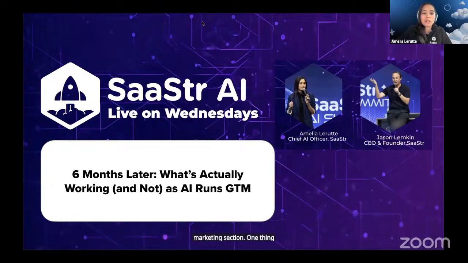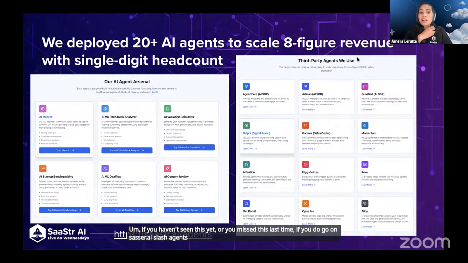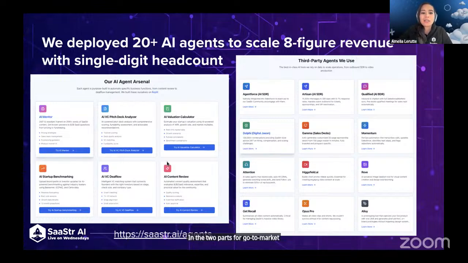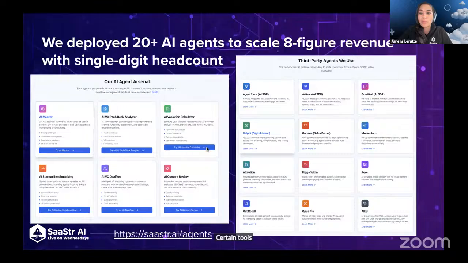One thing I'll preface for everyone, if you missed this last time: if you go on SaaStr.ai/agents, it references a lot of the things we talked about last week and this week in the two parts for go-to-market. This is our agent arsenal. A lot of these tools are third-party tools. Some of them have a little bit of proprietary stuff in them. There's the proprietary apps we've vibe coded, but this has the whole guide there. So if you're looking for certain tools we message or show screenshots of, and you want to refer back to them, they're all there just to make it easy for you.